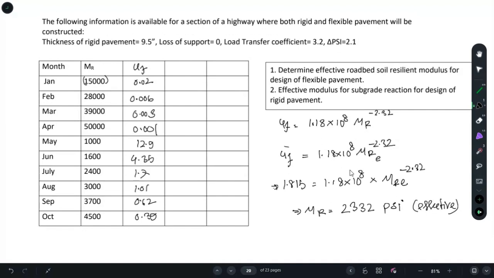Now let's say you want to find out the subgrade reaction for design of rigid pavement. For that, first of all, you find the K value. It has a name. I have forgotten that.